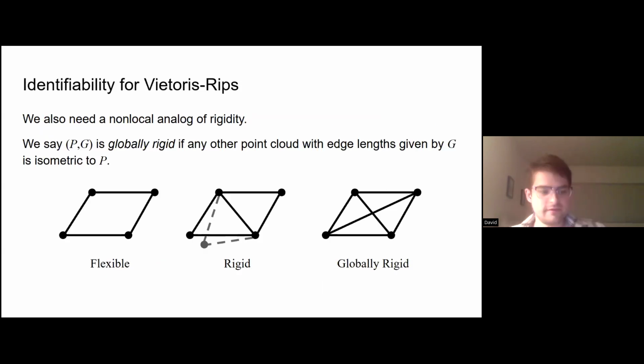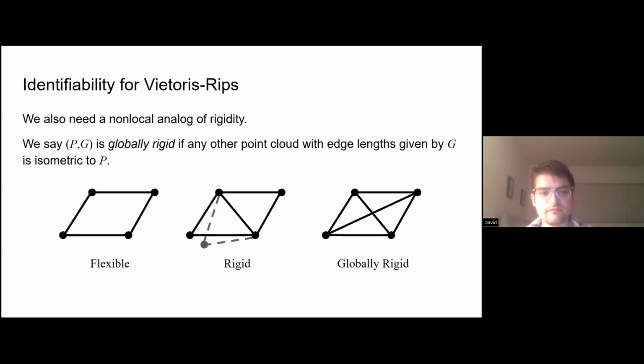To extend this rigidity-theoretic understanding of persistent homology, you need some sort of non-local analog of rigidity. That's the notion of globally rigid. We say that a point cloud equipped with a graph is globally rigid if any other point cloud with edge lengths given by G is isometric to P.